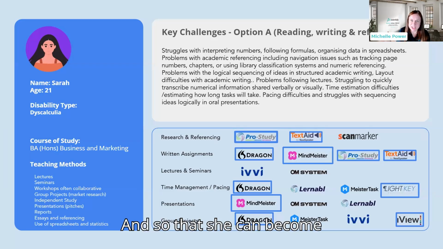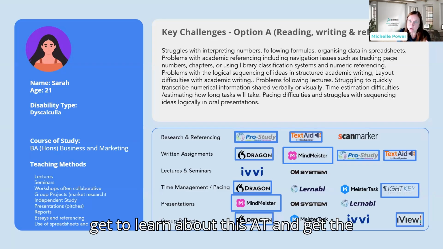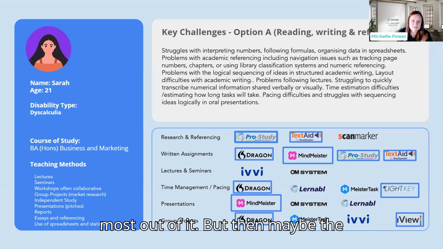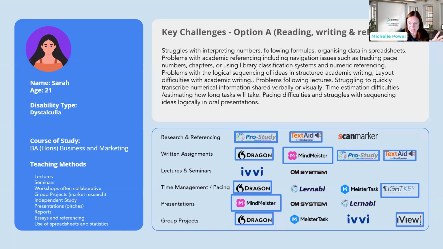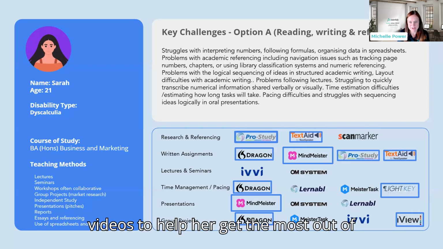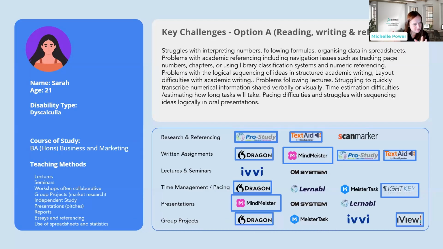And so that she can become confident, she will obviously have some time with an AT trainer to get to learn about this AT and get the most out of it. But then maybe the time will run out, or she might need a little bit of help or a reminder of how to use different bits of this tech. And she can use iView Learning as a 24/7 access to short videos to help her get the most out of her AT. So that's option A, which I took a while to do, didn't I, Michelle?